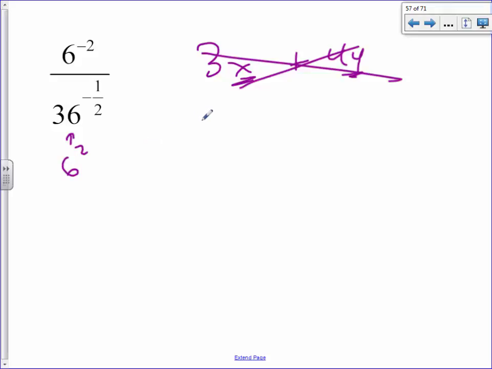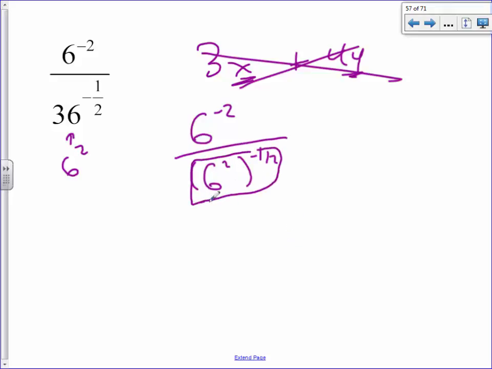Watch where this takes us then. I'm going to rewrite it. 6 to the minus 2. Rather than calling 36 36, let's call it 6 squared, because isn't it? Right? 6 times 6 is 36. We can actually still do this. We just have to get our order of operations right. The thing I should do first, I think, is this bit right down here.